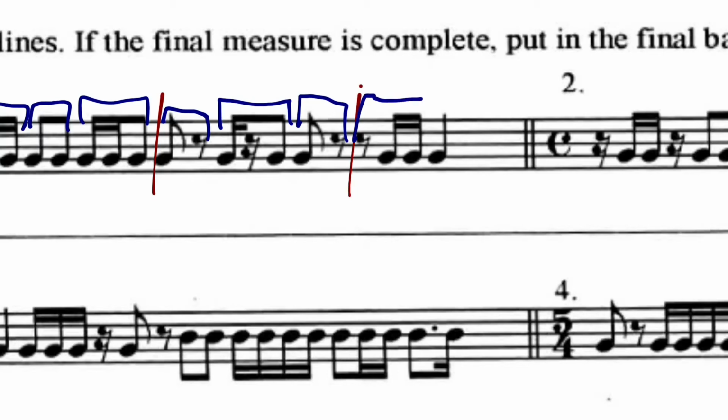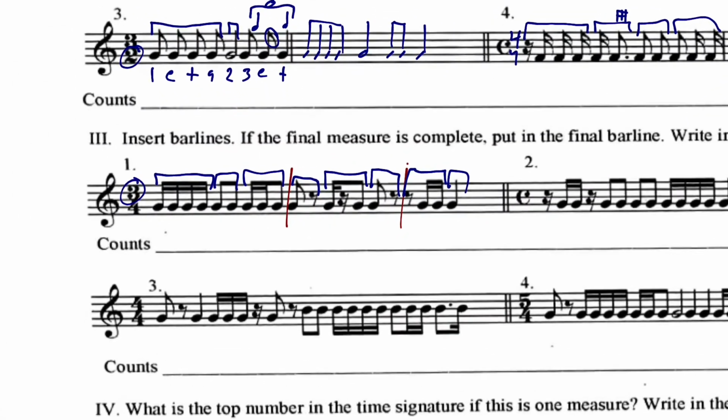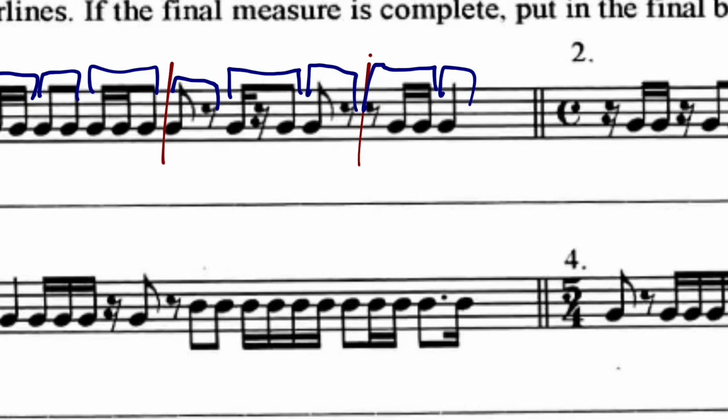Then 1, and what are we counting again? 2, I think we're counting quarter notes. Yeah. So we only have 2 here. So no final bar line. 2 out of 3.